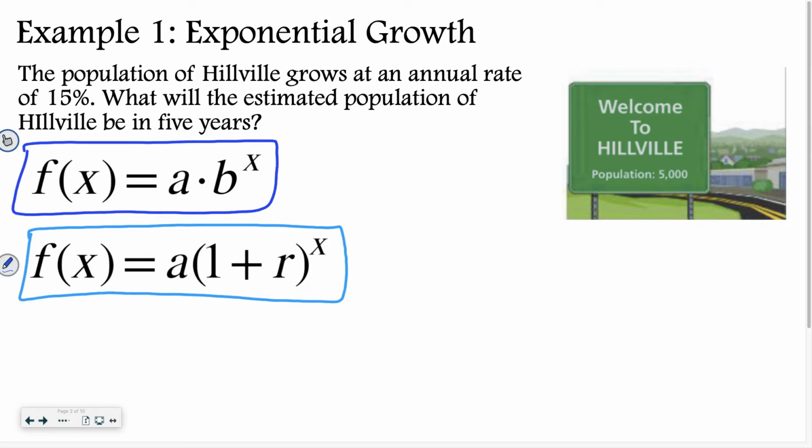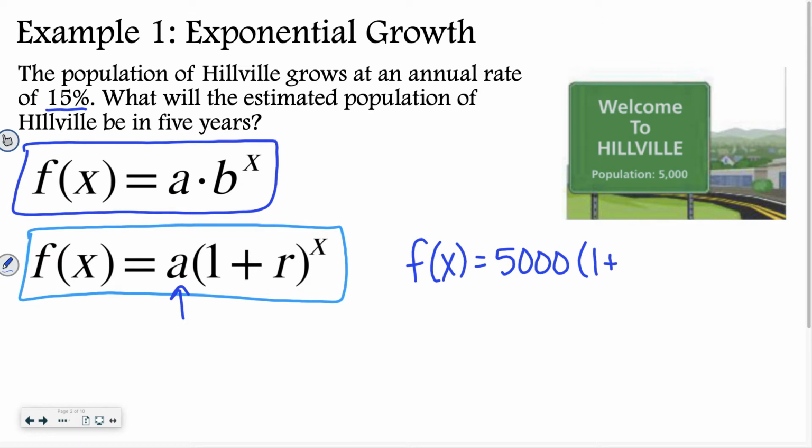The population of Hillville grows at an annual rate of 15%. What will the estimated population of Hillville be in 5 years? So if we look at the sign, we have welcome to Hillville, and the population is 5,000 people. So A, remember, represents our initial population. So I have f of x equals 5,000 times 1 plus, and then r, I said, represents our rate. Our rate is whatever percent something is growing by.